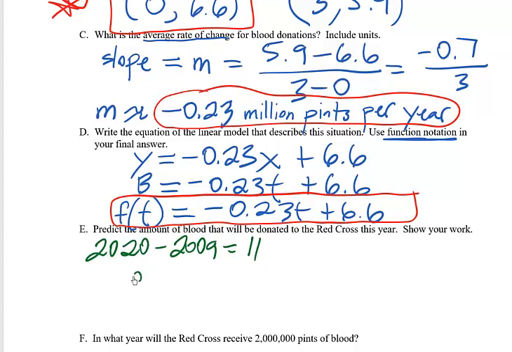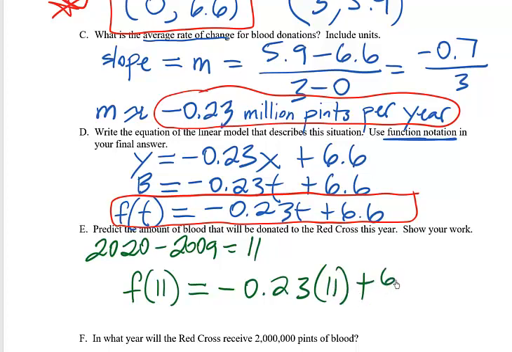So to answer this question, I just need to calculate f of 11. Plug 11 in for t. There's not even much work to do. Just replace those t's with 11 and then grab the calculator and we'll have our answer. And I'm getting about 4.07 off the calculator.